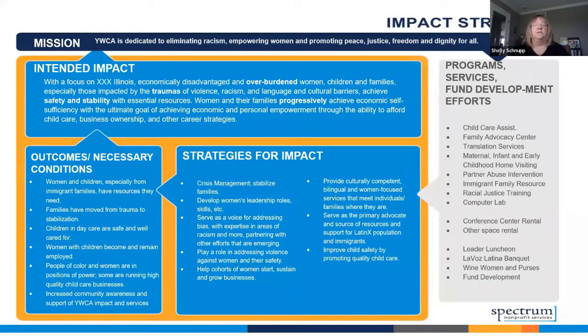So once again, looking at this organization's approach to an impact strategy, it's a great way of summarizing and capturing, or maybe taking, if you will, a snapshot of what the organization does, how it does it, the outcomes it hopes to achieve, and the intended impact it wants to make toward the mission.